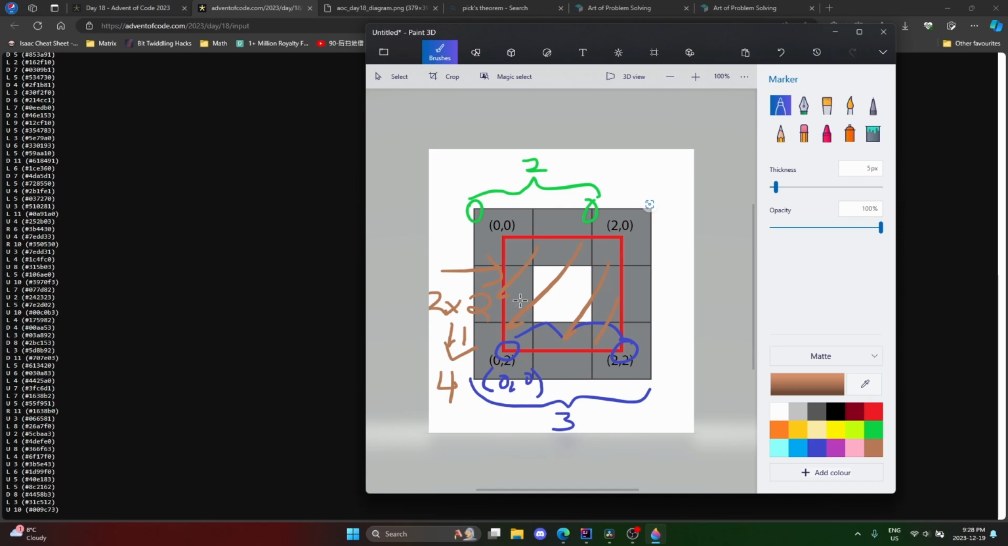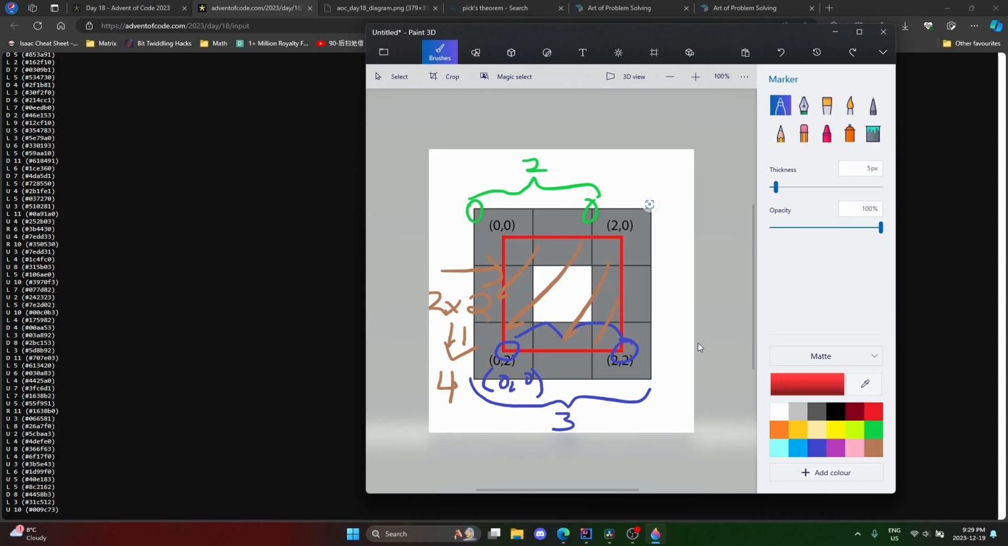Right. But we want to include these outer squares, right? Now what squares are we missing? Well, if I shift this entire square so that it lines up exactly with the grid, you can see we're missing 1, 2, 3, 4, 5 squares. So how do we add those back?